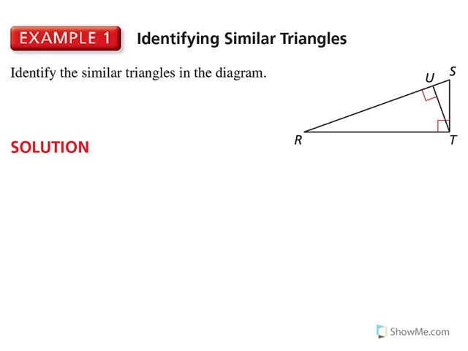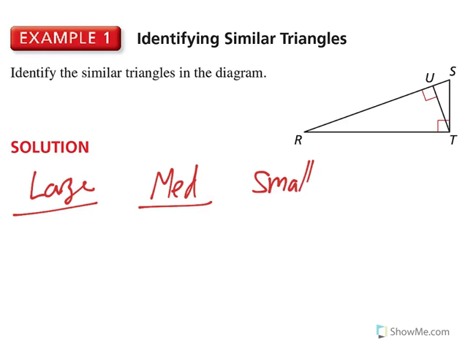So basically, when we're looking at a problem like this with similar triangles, we're going to have a large triangle, a medium triangle, and a small triangle. From this diagram, I'm going to draw them all the same way. I'm going to have my long leg going up and down, my hypotenuse on the right side, and my short leg on the bottom.